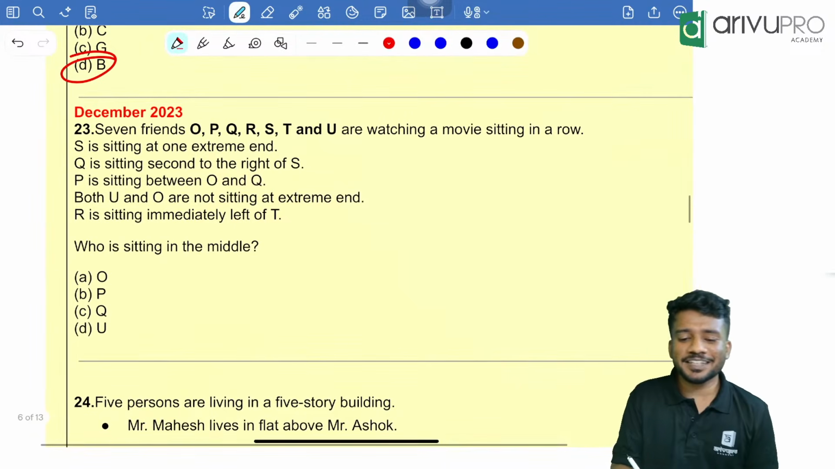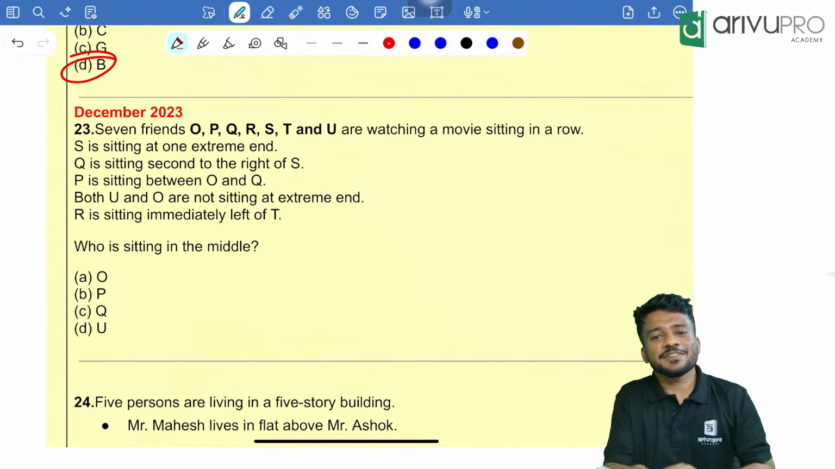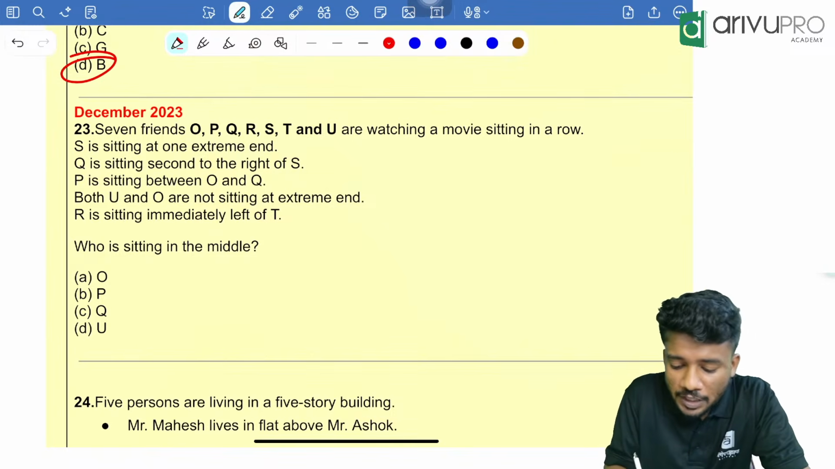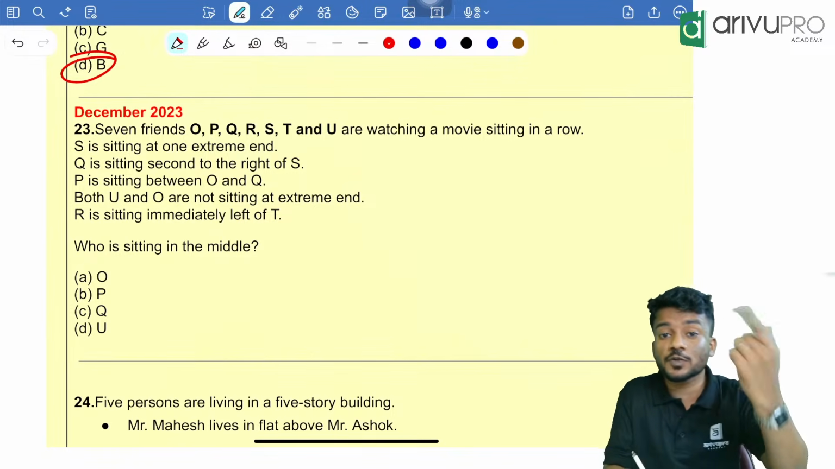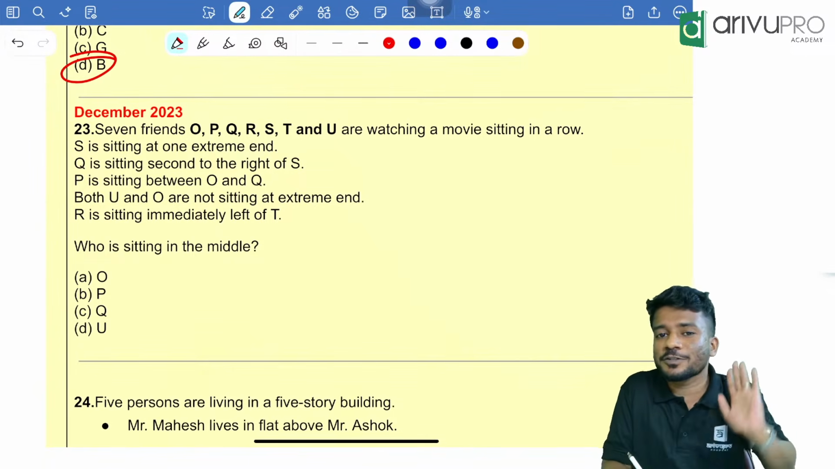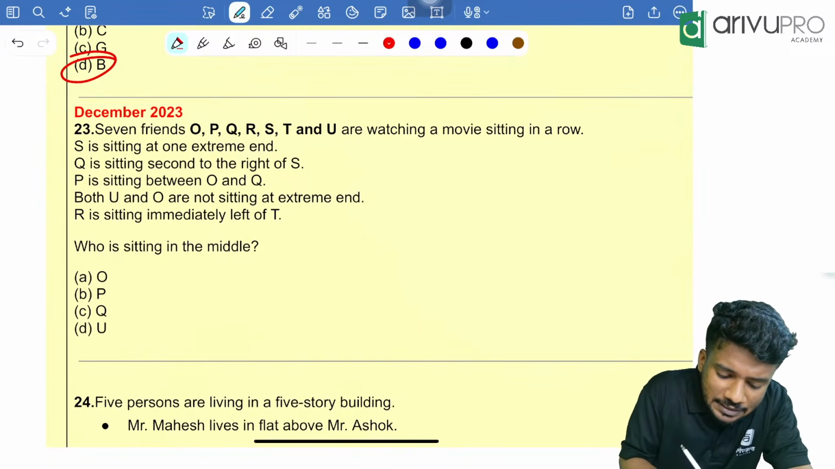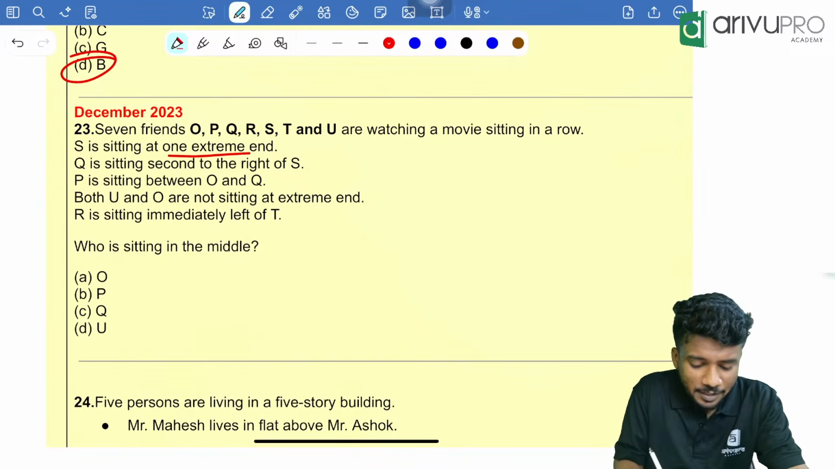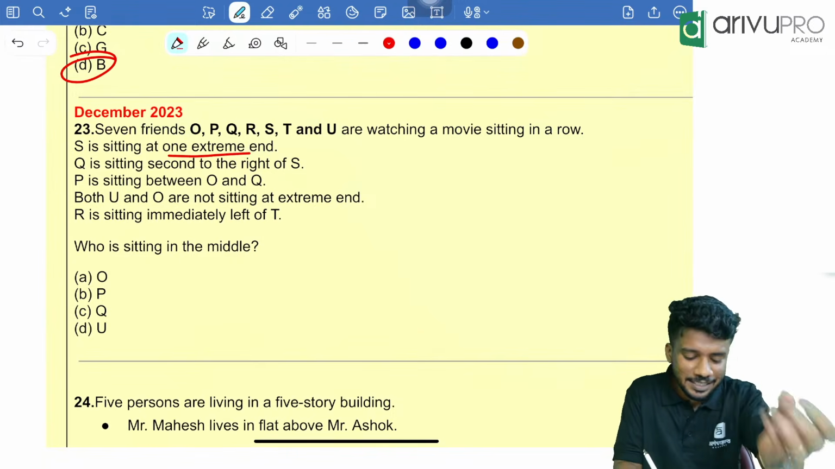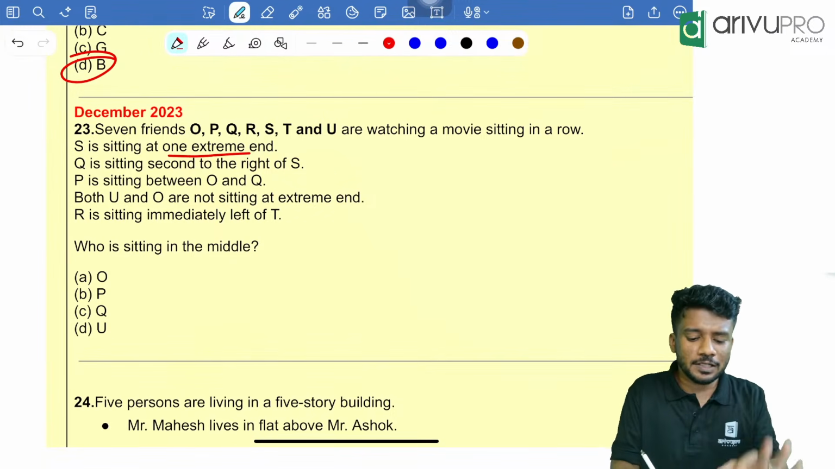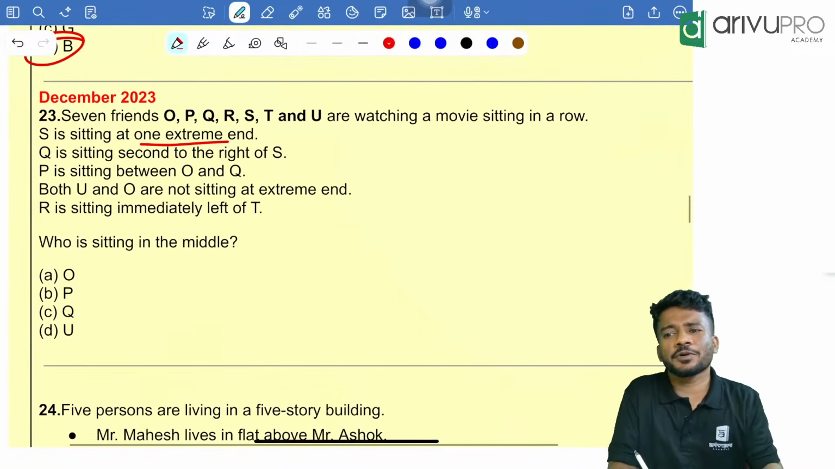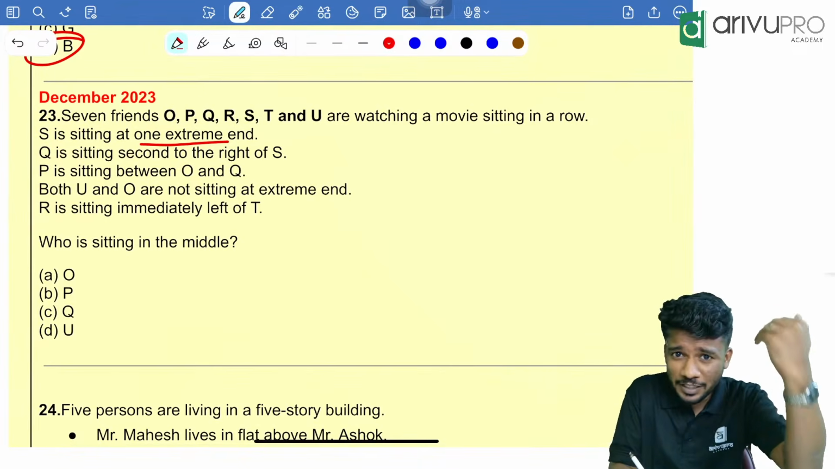December 2023. Another easy question. 7 friends O, P, Q, R, S, T, U are watching a movie in a row. They are looking towards the north direction, no matter what. S is sitting at one extreme end. People, look here, the same question. They just changed the letters. Same question got repeated in the next attempt. So I'm telling you, it's very important to solve PYQs. That's why I'm solving it with you.